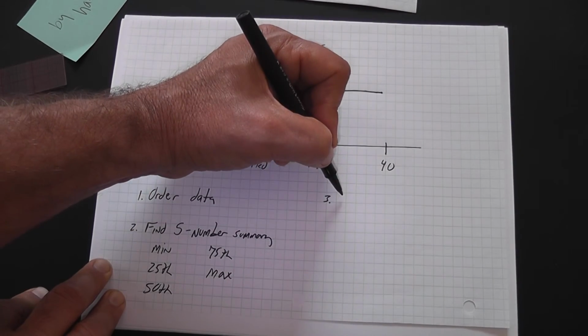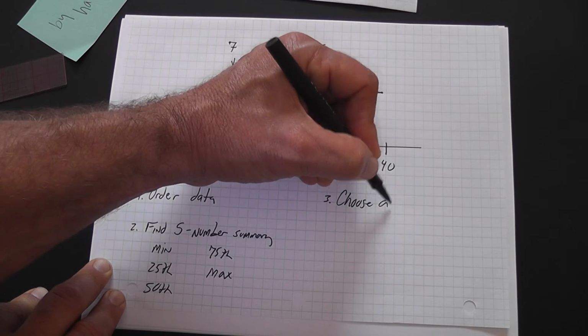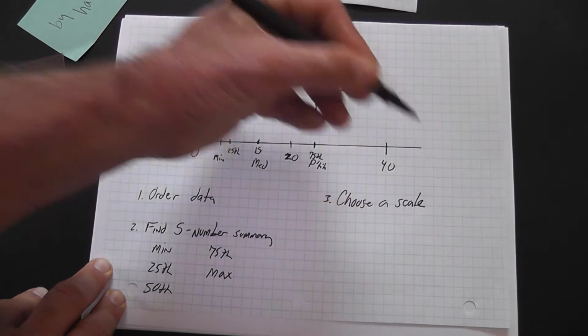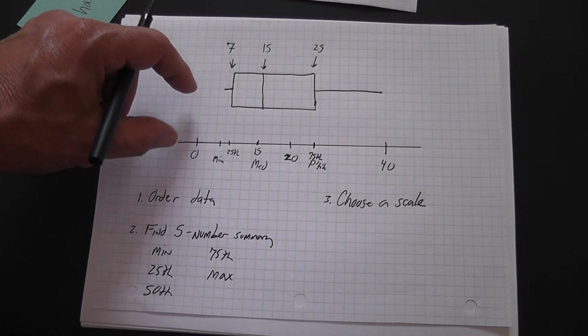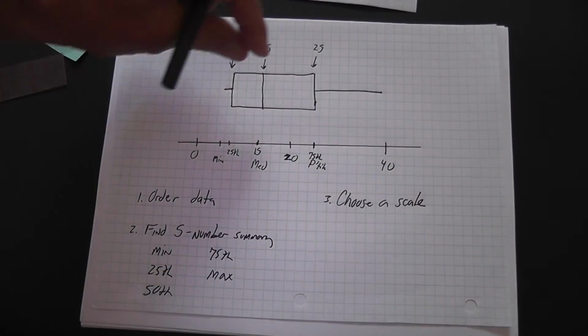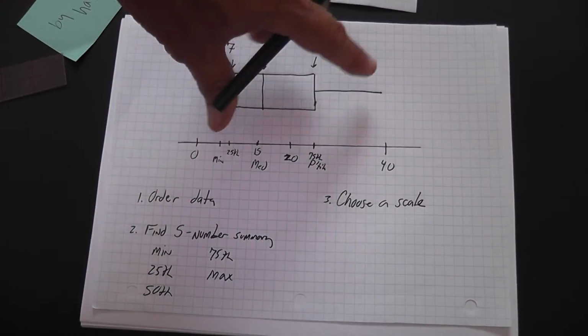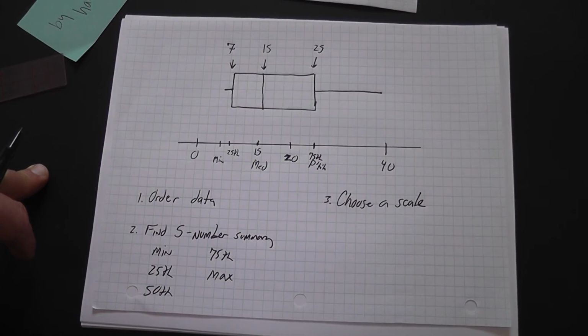Third step is you're going to choose a scale. Now when you choose a scale, you have a lot of different choices there. You just want to make something that makes sense, right? If I chose the wrong scale, it might not fit on a sheet of paper. If I chose another scale, it might all be too cramped. So just choose a scale so that you can see the max and the min and it's not too small.